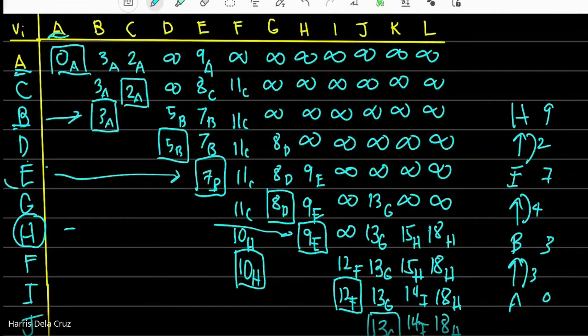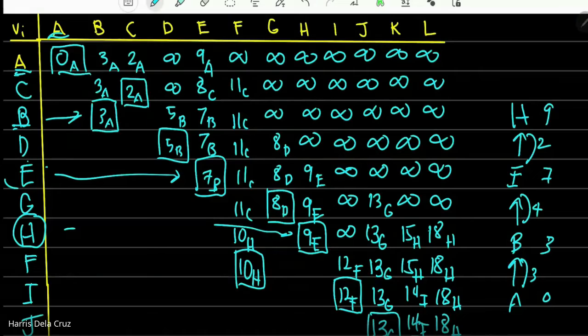Kung gusto mo makita yung weight ng kada edge, isusubtract mo lang. So, 9 minus 7, 2. So, ibig sabihin, from I to H, 2. 7 minus 3 is 4. So, from B to E is 4. And then, 3 minus 0 is 3. So, B to A is 3.